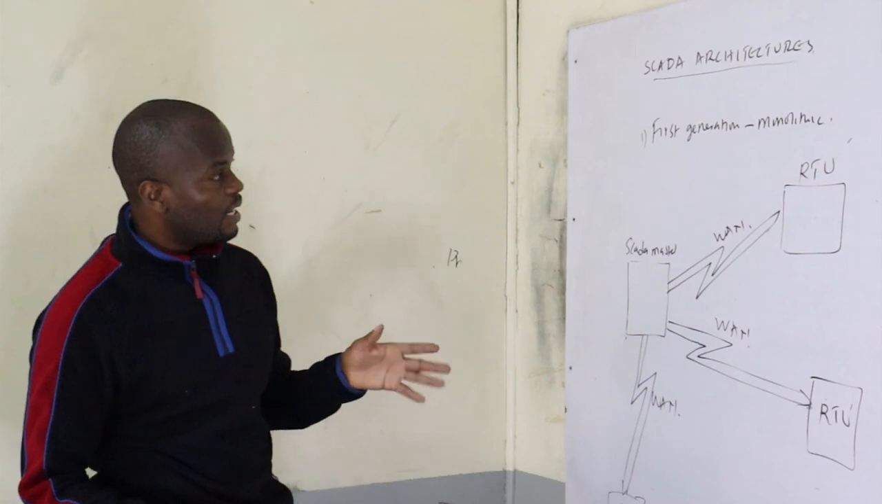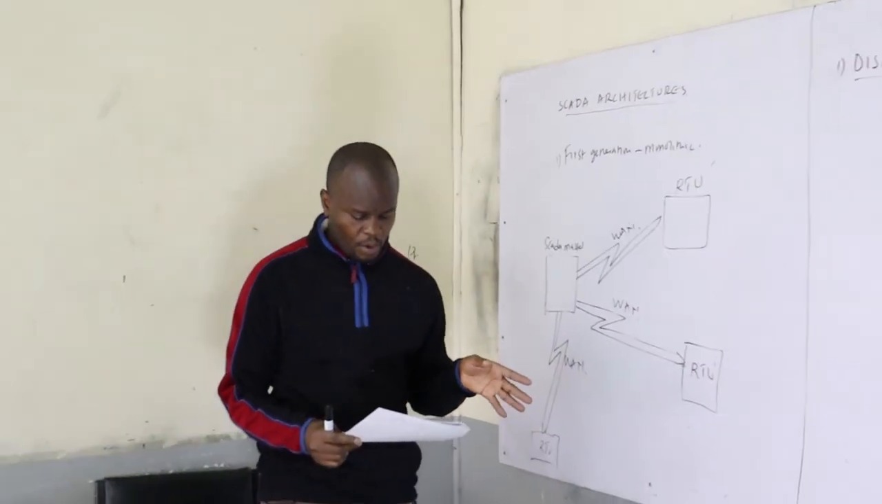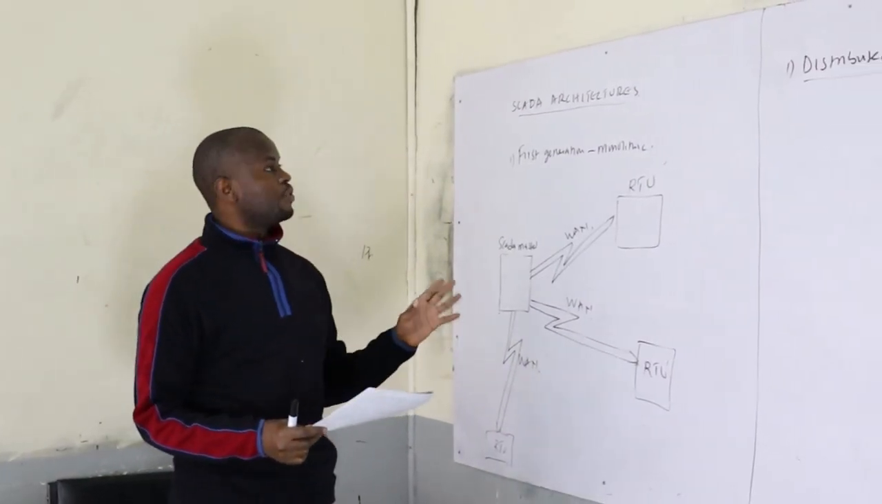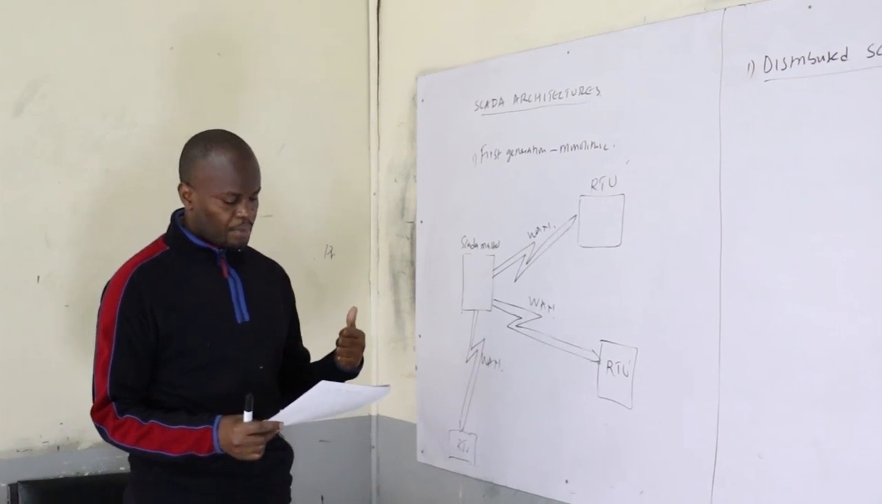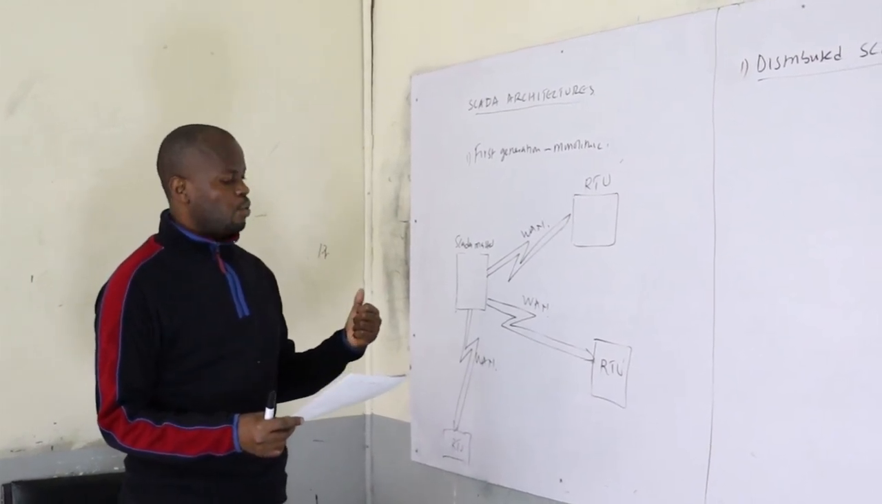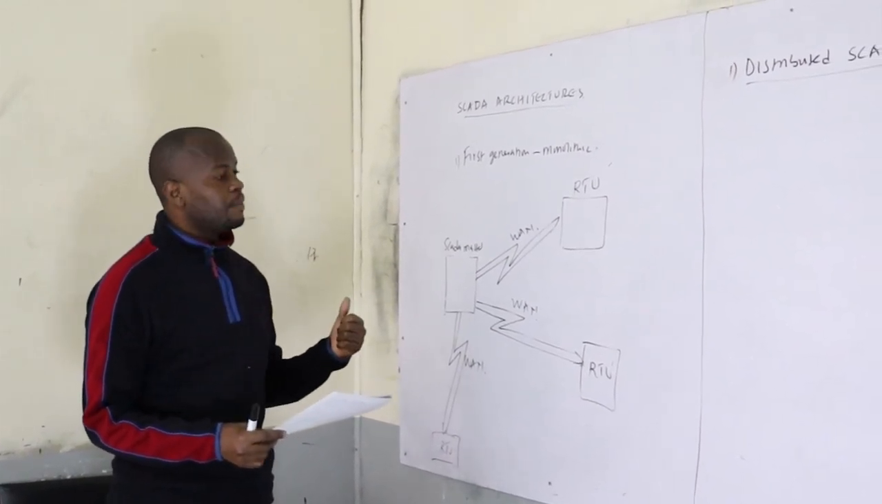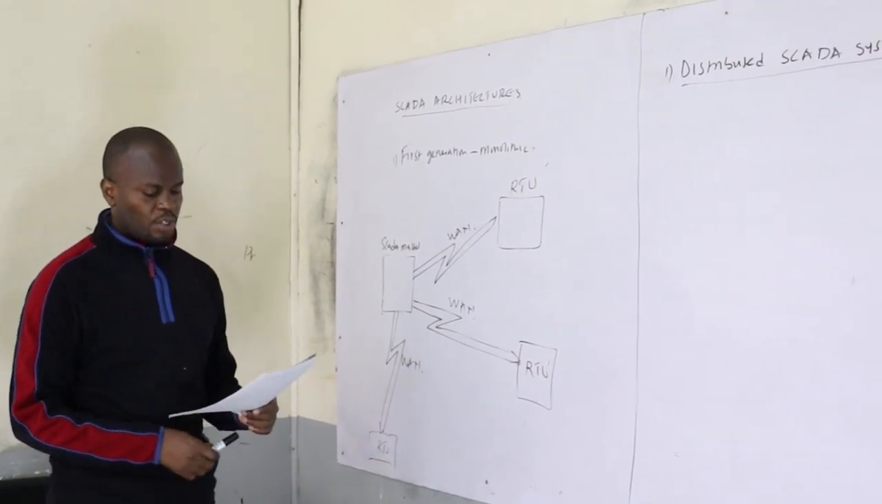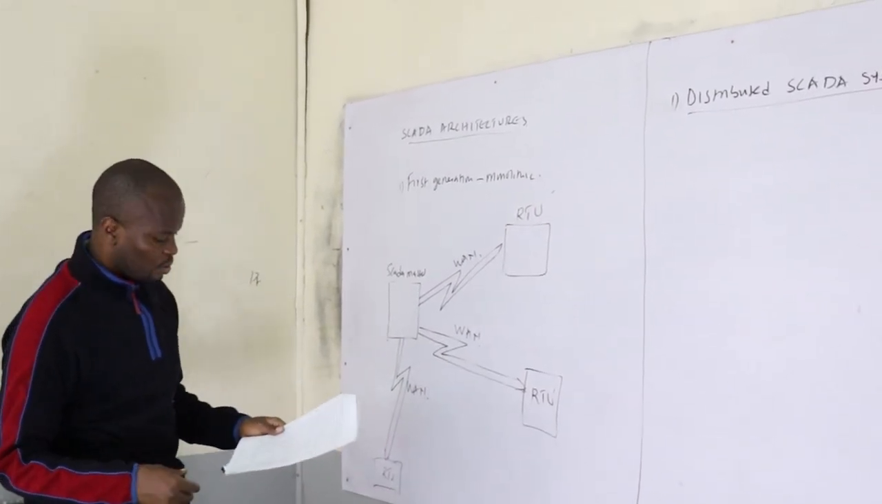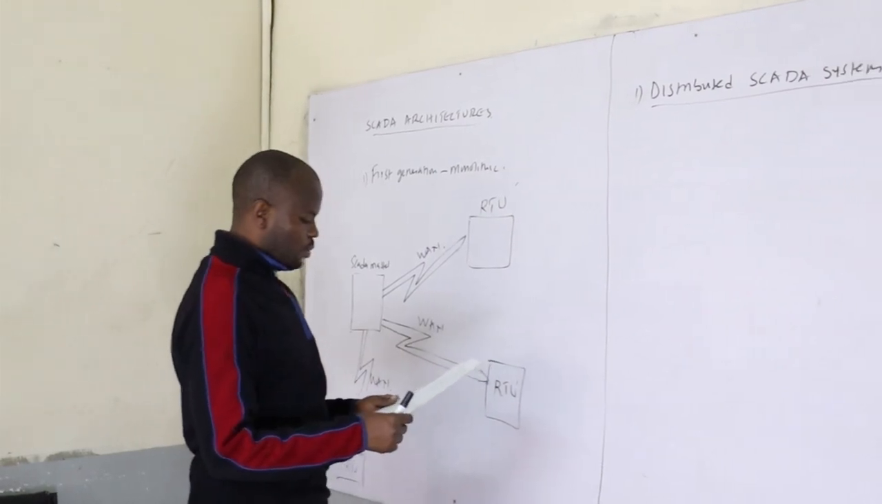Just as we have mentioned, the communication system this one entailed is both LAN and WAN, whereby the LAN communication was to the operating stations, whereas the WAN was from the communication server to the remote terminal units.